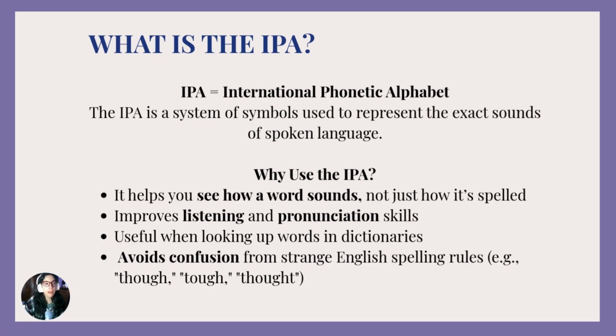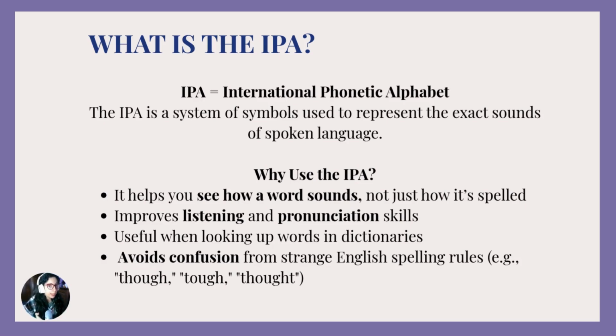Right now it's time to discuss a little bit of what the IPA is. IPA stands for International Phonetic Alphabet. We can say there are two different kinds of IPAs: the American IPA and the British IPA. They're very similar, but they're not the same, because the sounds are different. But what is the International Phonetic Alphabet?